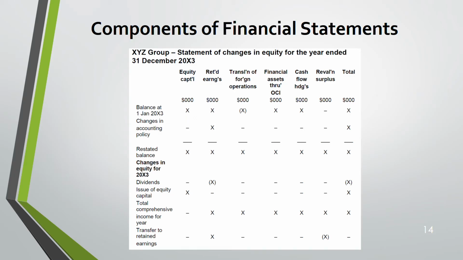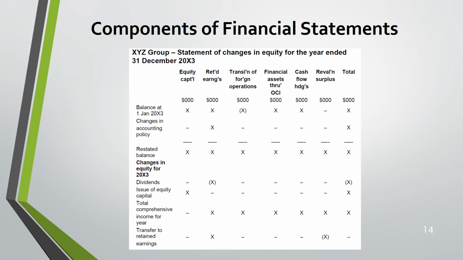Next, when you go row wise, it starts with opening balance. Then if there are any changes in accounting policy, that also you have to take into account. Then we have restated balance. After that, changes of equity for 2003. Whatever the changes during the period, starting with dividends.